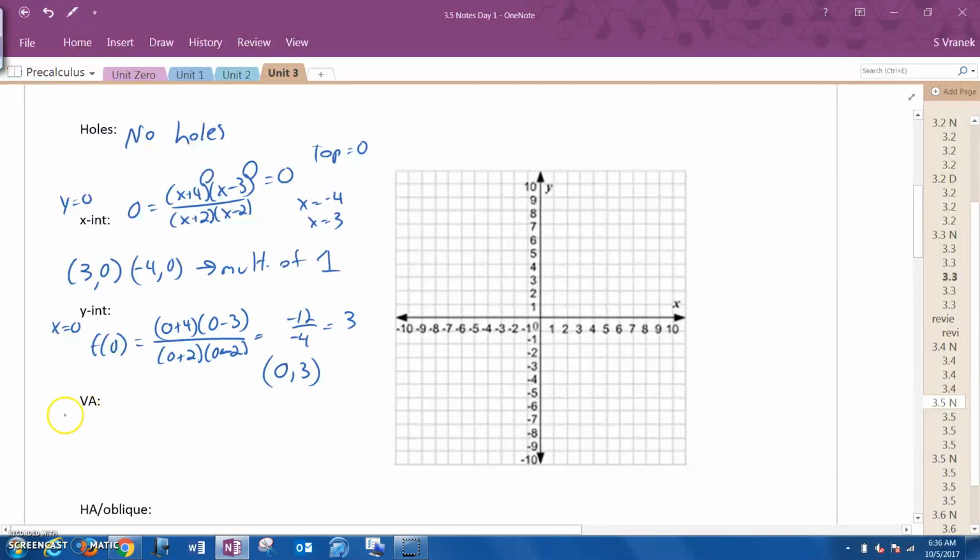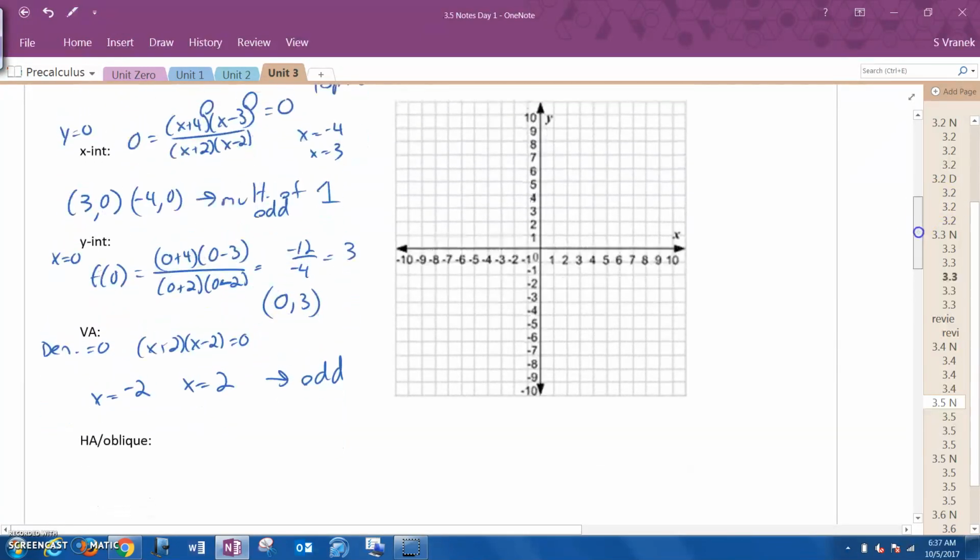The vertical asymptote is when the denominator is equal to 0. So we have x plus 2, x minus 2 equals 0. This is also like your domain. So we get x equals negative 2 and x equals 2. These are both odd because they both have a multiplicity of 1. I'm just going to say odd, and I'm going to say odd up here too as well.